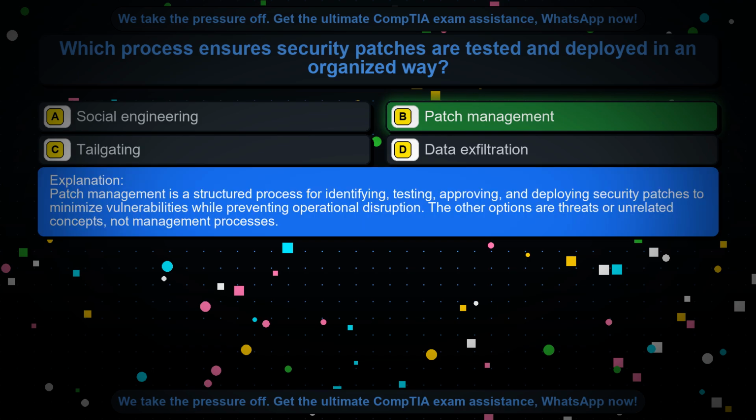BGP is a path vector routing protocol used primarily between autonomous systems. It is the standard protocol for interdomain routing on the Internet.